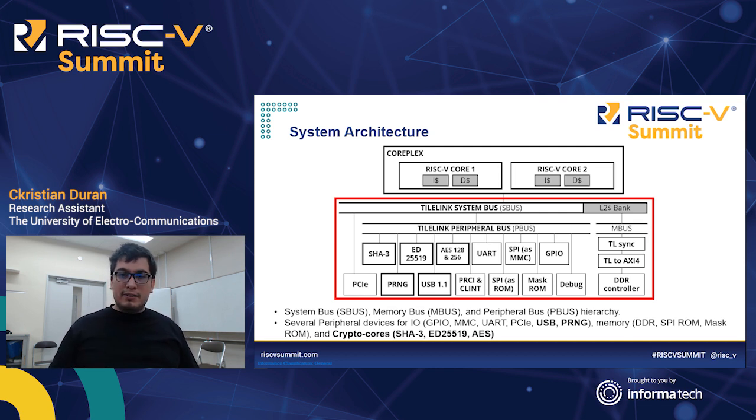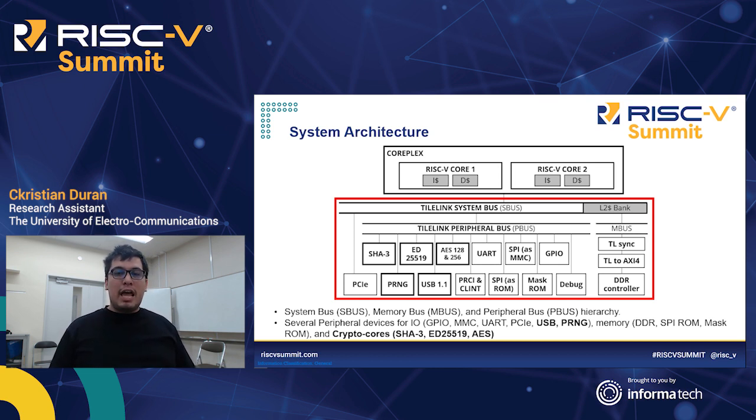The rest of the peripherals are supported previously by SiFive or the Rocket Chip project. Those include the GPIO, the MMC controller, the UART, the PCIe, the debug module, and also the PRCI and the CLINT as well. Everything is already included from Chipyard itself.